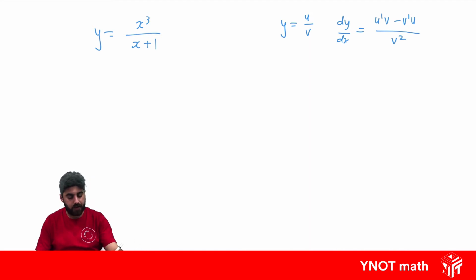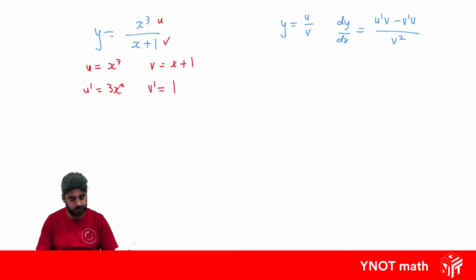So let's go ahead and apply that to our function. So we're going to call the numerator u and the denominator v, and it needs to be in that order. And we'll write them separately, like we did for the product rule. So u is x cubed, v is x plus 1. So u dash is the derivative, so that'll be 3x squared. V dash, well, that's just going to be 1. The derivative of x is just 1.